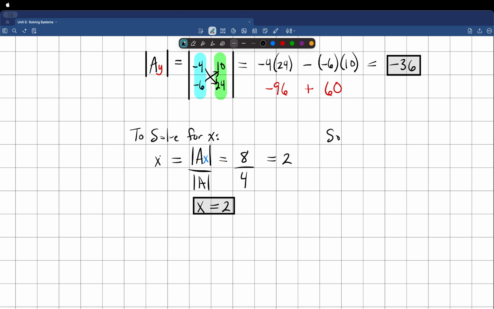To solve for y, we're going to take y, and we're going to set it equal to the determinant of the y's divided by the determinant of the coefficients. We're going to get negative 36 divided by 4, which is negative 9. So that means that y is negative 9.